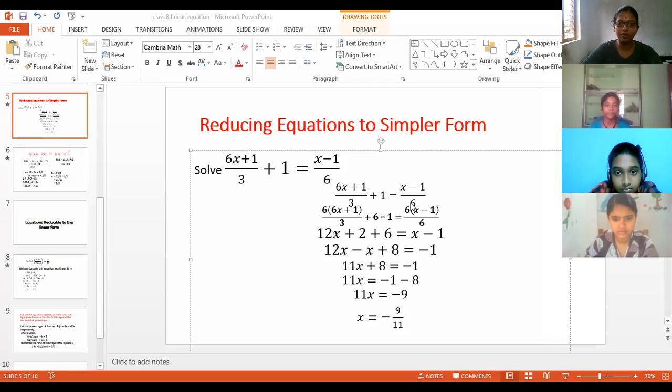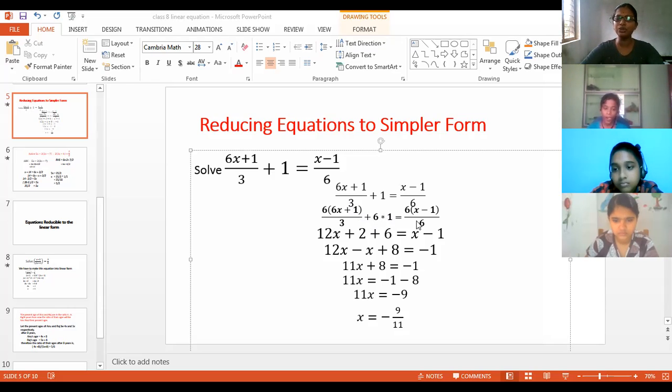While multiplying, the first fraction term becomes 6 into 6x plus 1 by 3. We have multiplied it with 6, so it became 6 into 6x plus 1 by 3. And there is also a 1 here, and we have multiplied this 1 with that 6. So our LHS becomes 6 into 6x plus 1 by 3 plus 6 into 1.